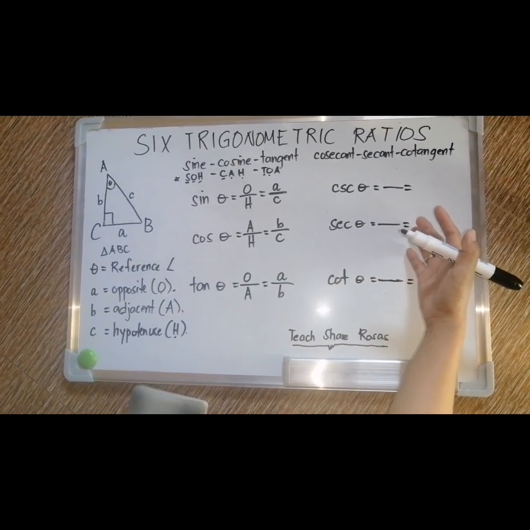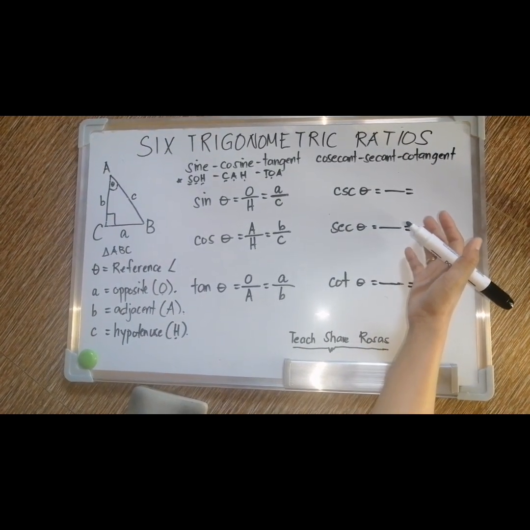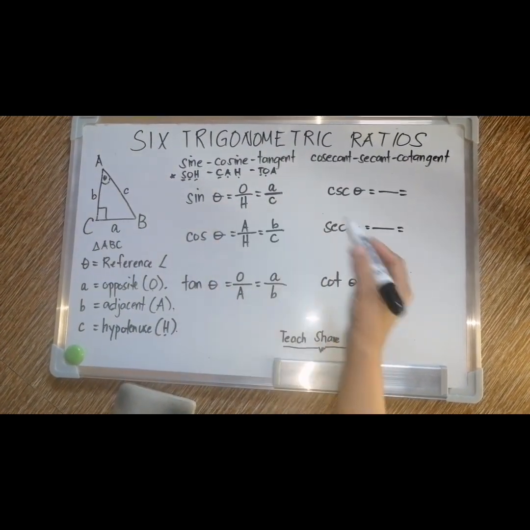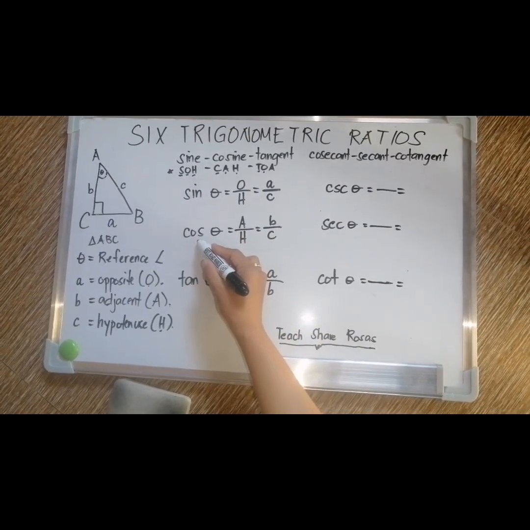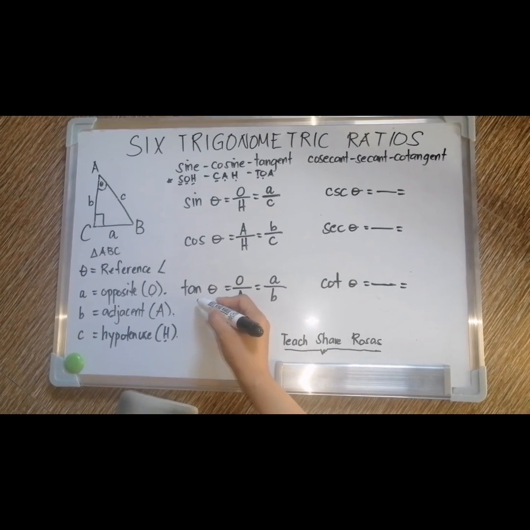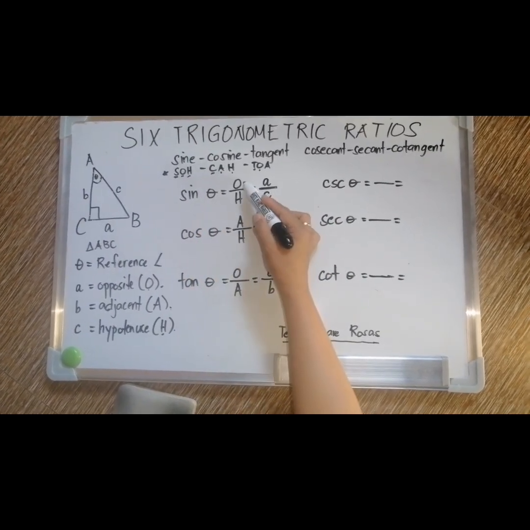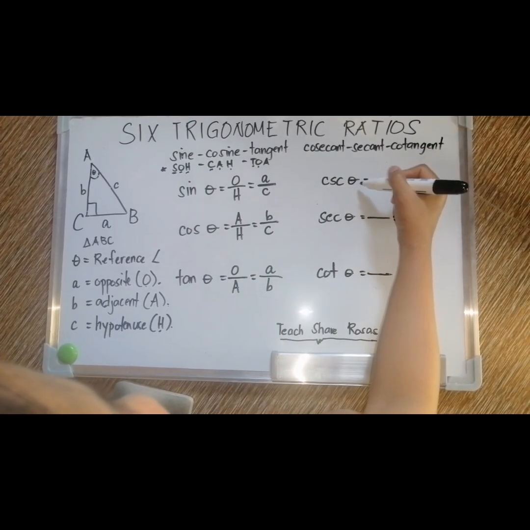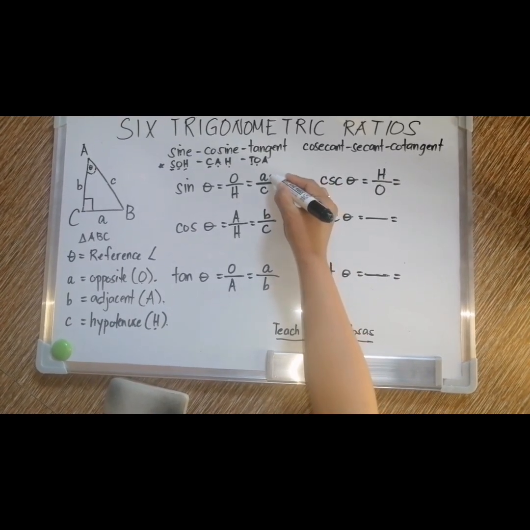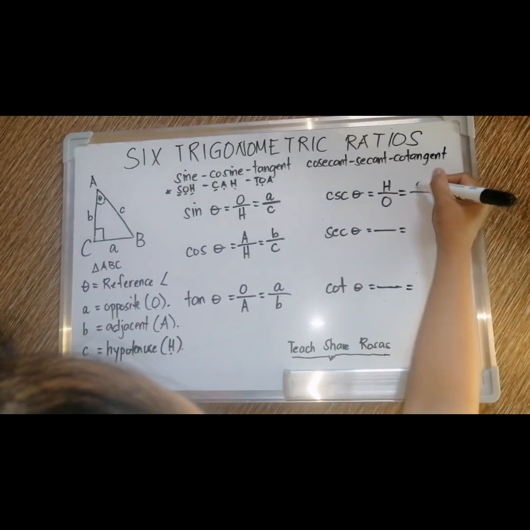Now, let's move on to the three reciprocal ratios. Bakit pinangalanan siyang reciprocal? Because our cosecant here is the reciprocal of the sine theta. Our secant here is the reciprocal of cosine. And our cotangent here is the reciprocal of tangent. So, it means to say, babaliktarin lang natin ang kanilang ratio. If our sine theta here is opposite over hypotenuse, the cosecant theta natin is hypotenuse over opposite. So, in sine theta, this is A over C. Ang reciprocal niya dito sa cosecant theta is C over A.